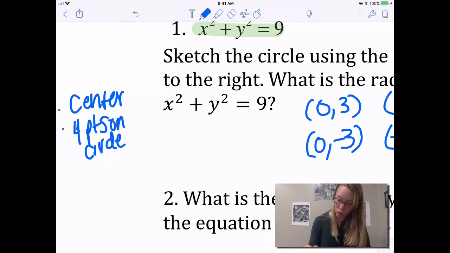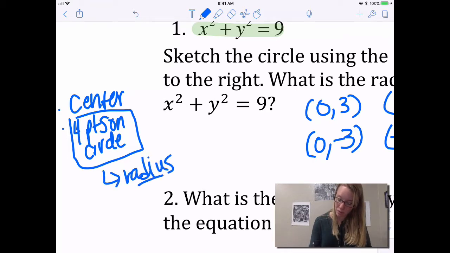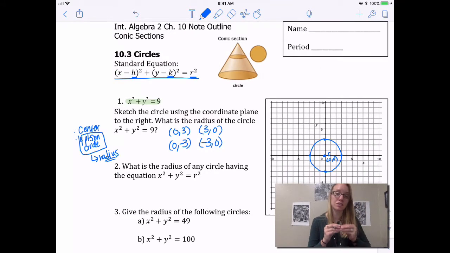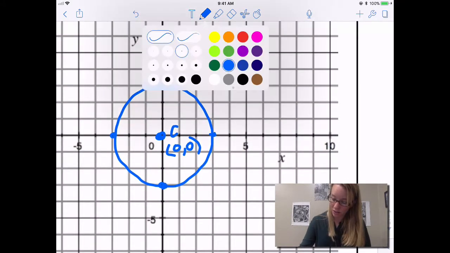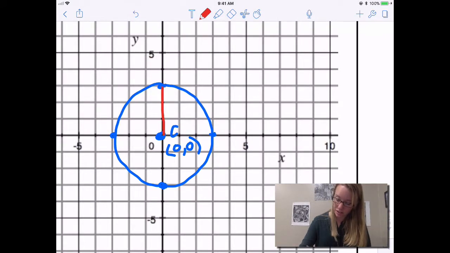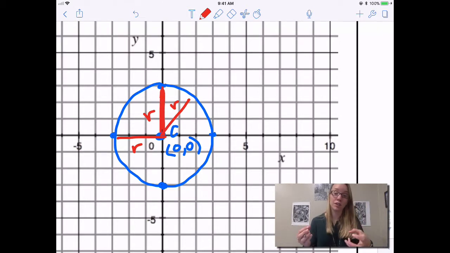The way that we graph these 4 points on the circle is we use the radius, okay? If you remember back from geometry, the radius is the distance from the center of the circle to any point on the circle. So I can draw this is a radius, or this is a radius, or really this is a radius. The easy ones to count are going straight out horizontally or vertically from the center to a point on the circle. So here I can see my radius is 3.